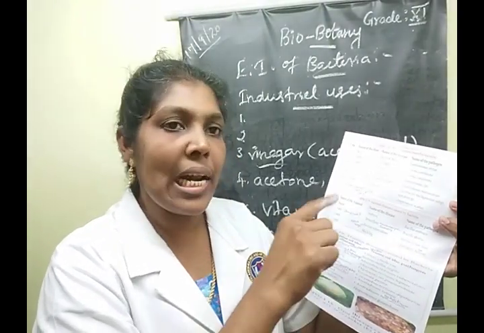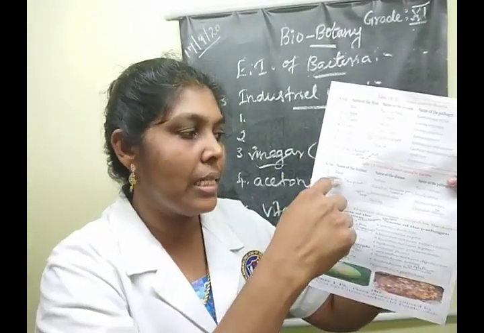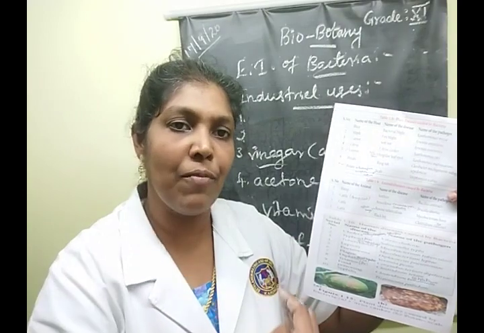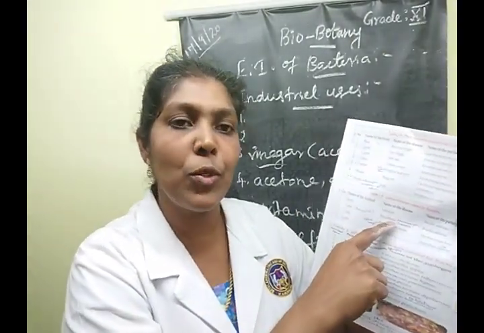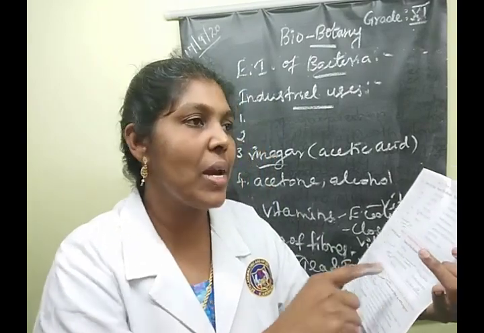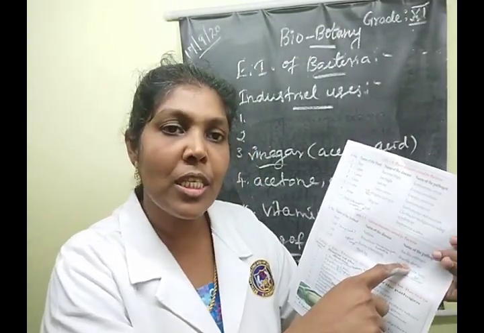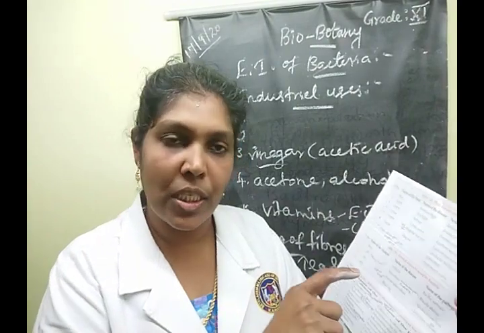The next diseases come under cattle. One of the diseases is brucellosis. Brucellosis means muscle pain and sweating. The name of the pathogen is Brucella abortus.